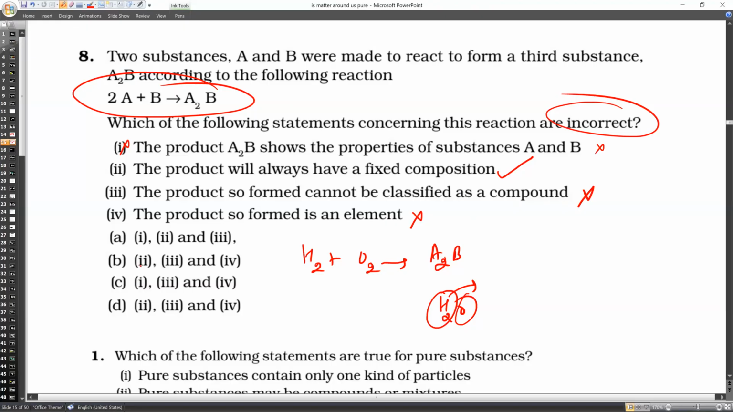One, third, and fourth. One, third, and fourth. C is the correct one. So please note it down, because you have again told me the incorrect answer for this one.